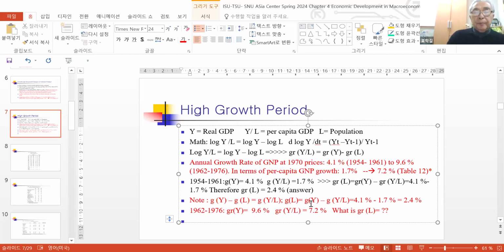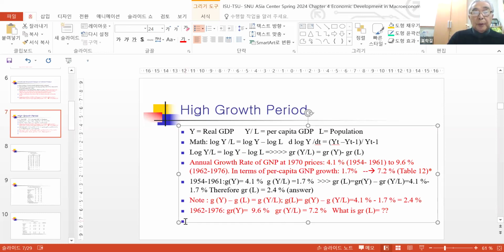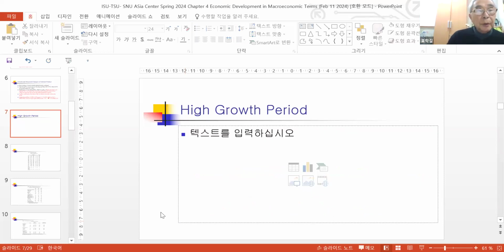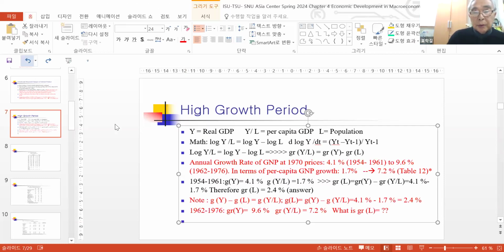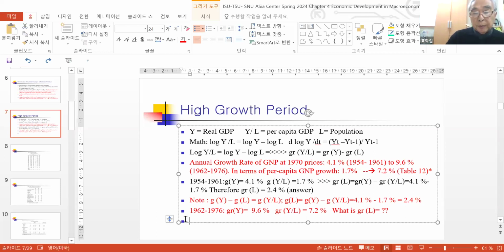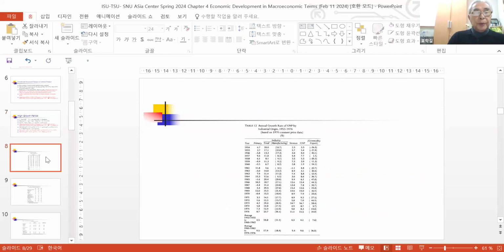The reason why I'm giving you this exercise is that a similar question can be asked in your midterm exam. Oh, I'm sorry. Similar question can be asked in your midterm exam. Okay, so please work on this exercise at home and try to repeat this. Today's lecture, the rest of the thing is an interpretation of these high growth period performances.